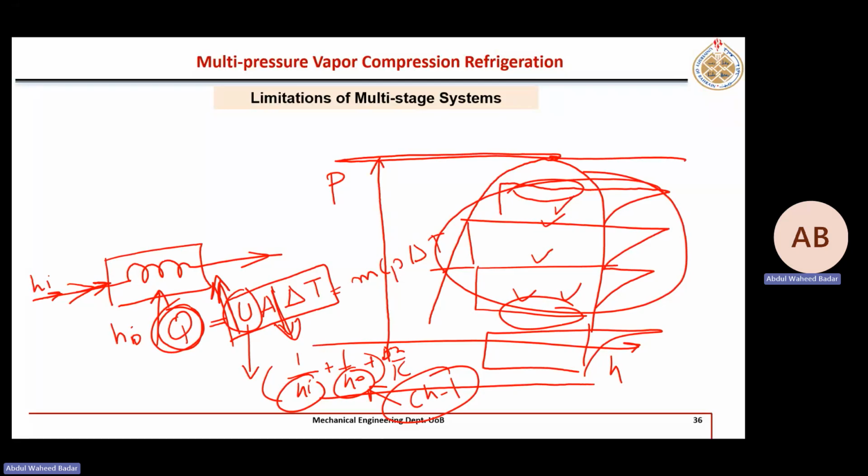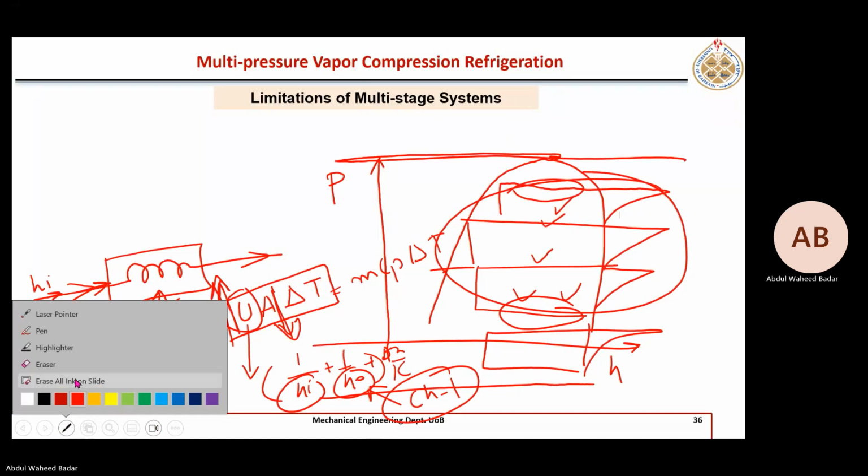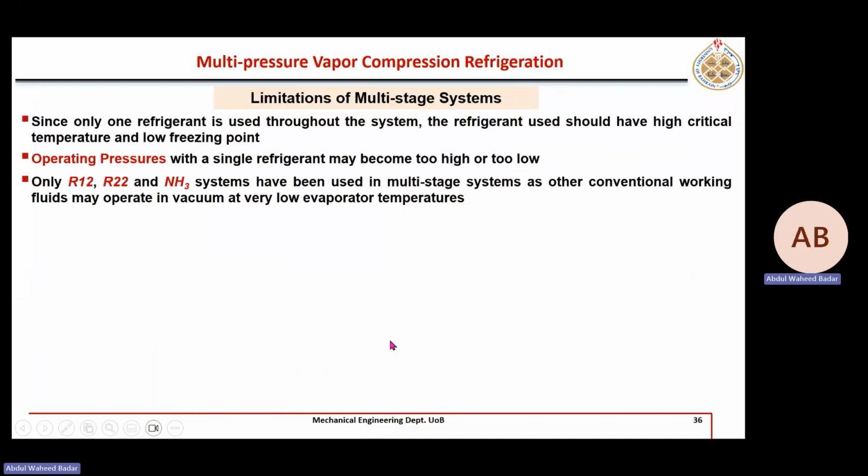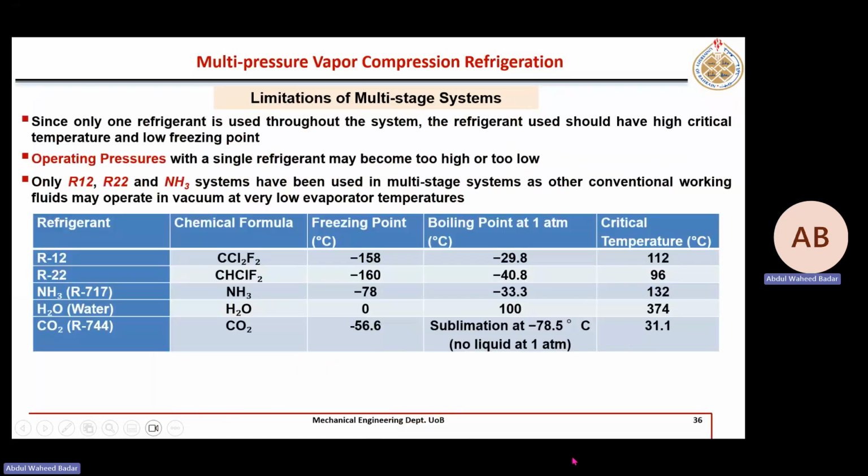Just like in power plants, we are studying two different fluids, gas and vapor, or two different vapors. The same is here. Okay, this has been discussed. Let's see here the common refrigerants which we use.